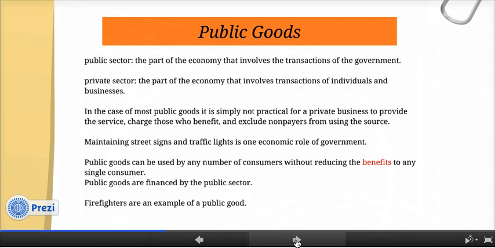For example, maintaining street signs and traffic lights is one economic role of the government. You wouldn't pay a business individually for your neighborhood to maintain a street sign. The government takes care of that through your taxes. Public goods can be used by any number of consumers without reducing the benefits to any single consumer. Public goods are financed by the public sector, and firefighters are also an example of a public good.